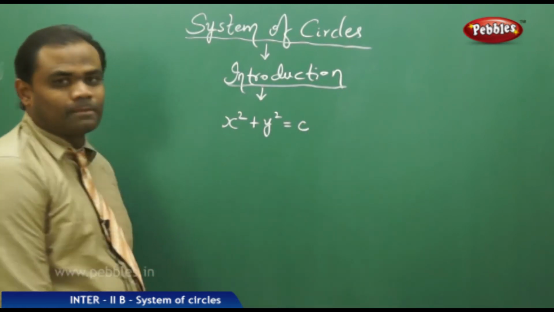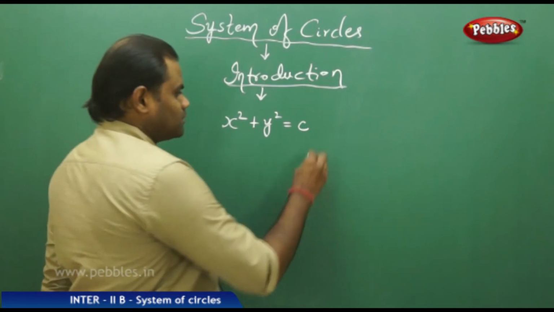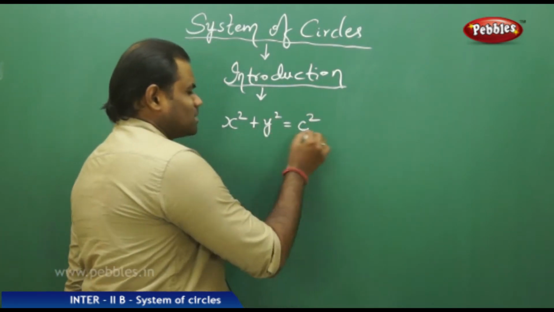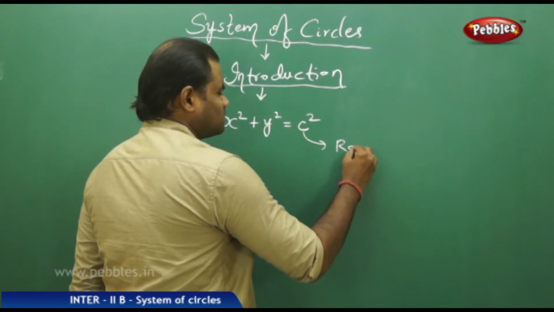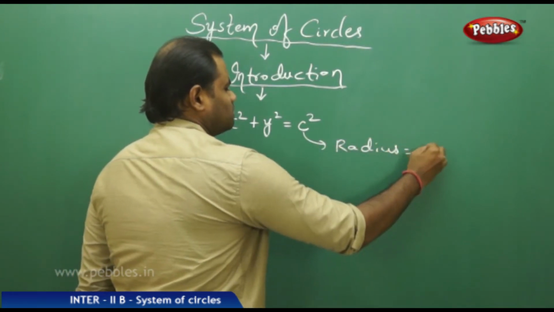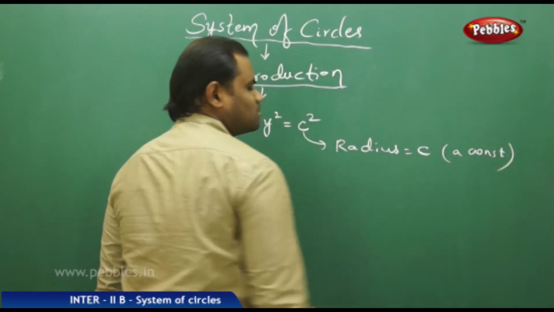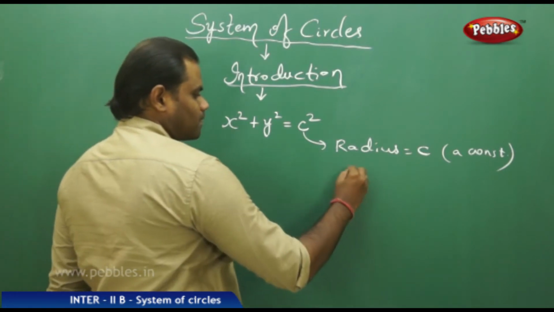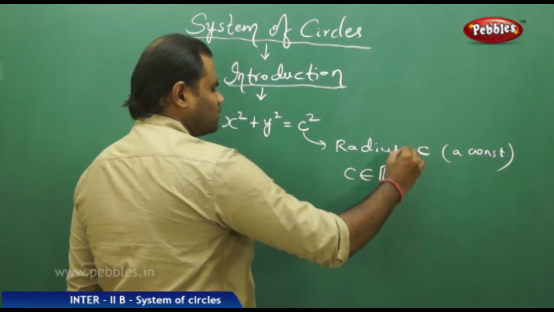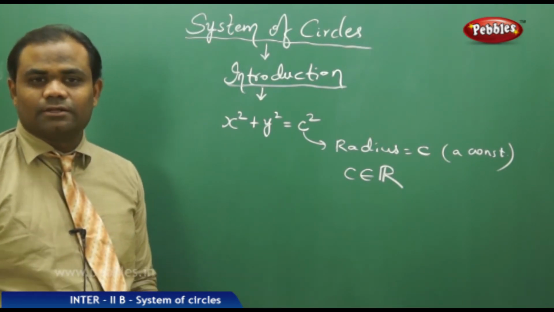x squared plus y squared is equal to c squared. This is similar to what we have taken in the form of x squared plus y squared equal to r squared. If I assume the radius to be c, a constant, then we get a system of circles. That is, if I take c with different values, belonging to all real numbers, for every c belonging to the real numbers, we get a different circle.